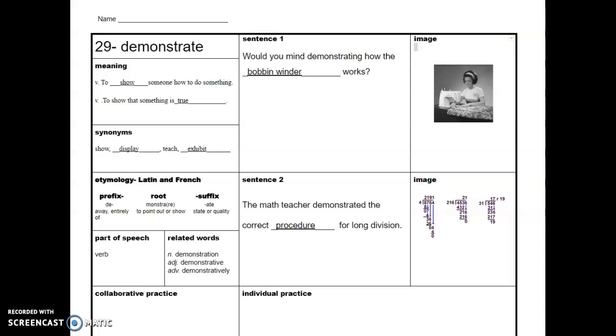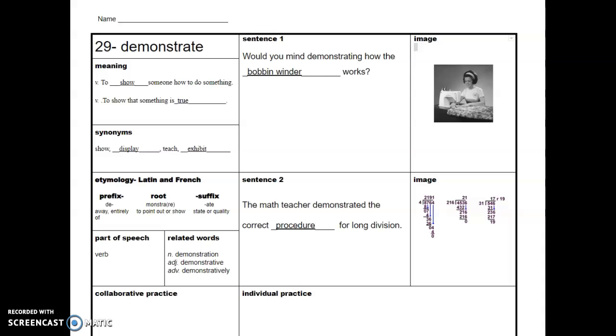A second way we can use this word is to mean to show that something is true. Often you are asked to demonstrate your ideas about a novel by giving some text evidence from that novel, showing that your idea is true because you have some evidence to back it up. So those are a couple of different ways that we demonstrate or show something.